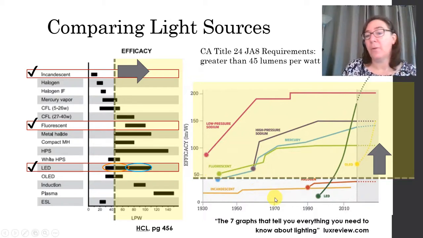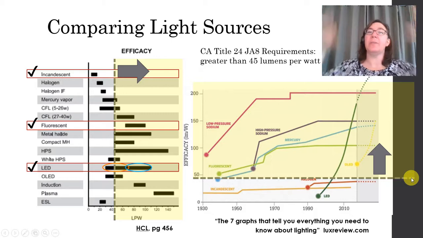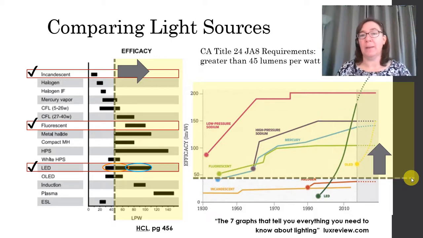Okay. Now over here on the right-hand side, I've placed that 45 efficacy right here, 45 lumens per watt. So everything higher than that is allowed by California Title 24. All right. You can see that incandescent and halogen fall under the requirement. Fluorescent and LED are allowed.